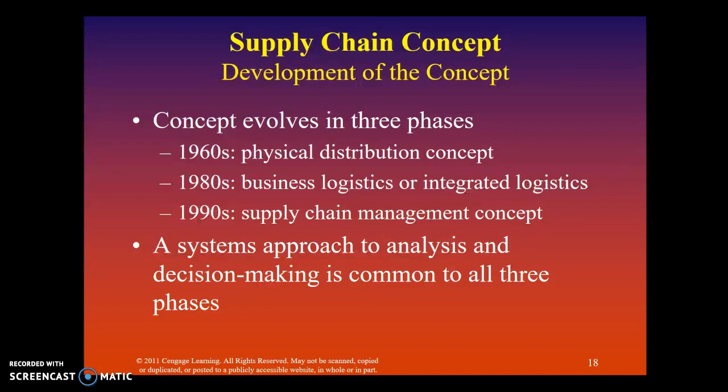And so in the 1960s, that's where supply chain slowly started waking up, so to speak. Attention slowly started being paid to its importance to business. In the 60s, they came up with the physical distribution concept. By the 1980s, we started seeing more emphasis on business logistics or integrated logistics. And in the 90s, here comes the supply chain management concept. And again, it is a systems approach which analyzes decision making that's common to all three phases. So as we think about that sleeping giant, it is a cornerstone for our business.